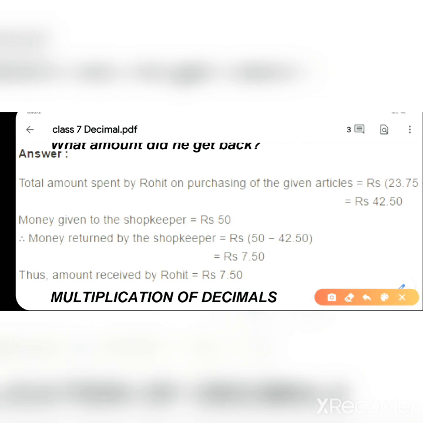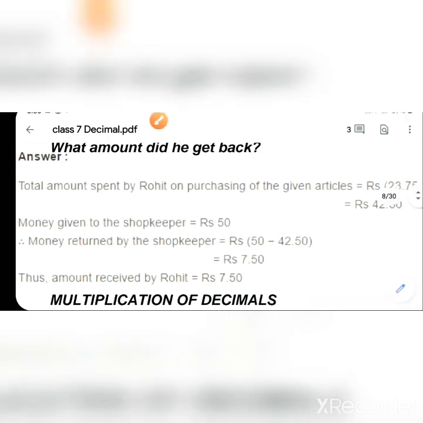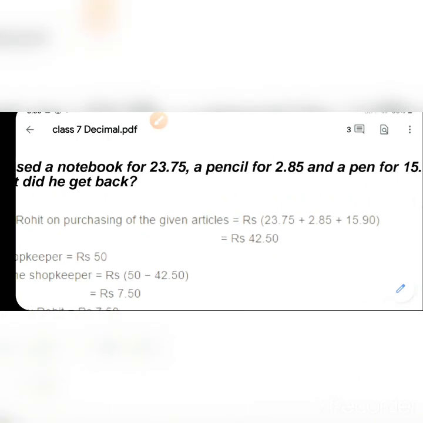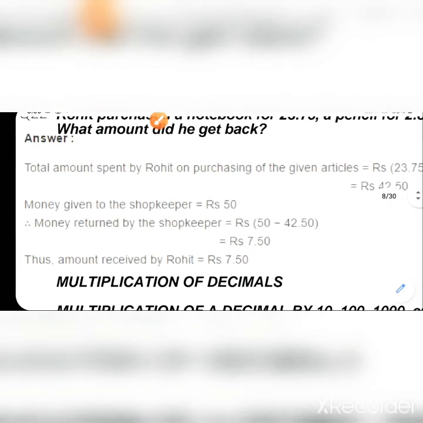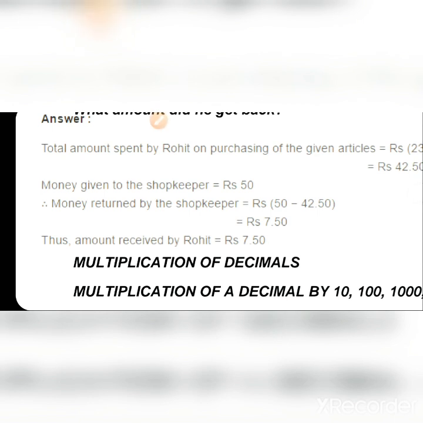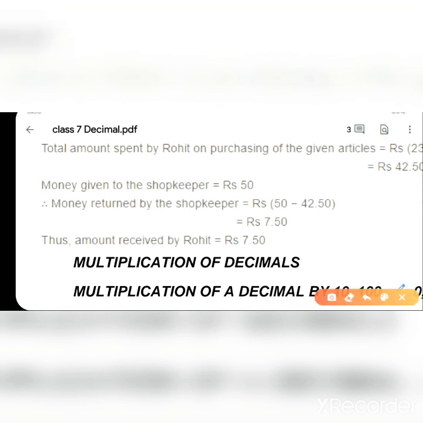So he has given a 50 rupee note, and the amount he has spent is what? These three amounts have been spent by him. All these prices, all these costs should be added together to get the total expense of Rohit, and then it would be subtracted from 50, as it has been done here, and then you'll have the amount received by Rohit.